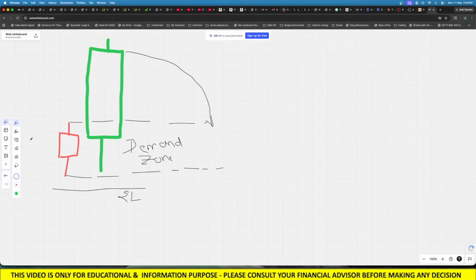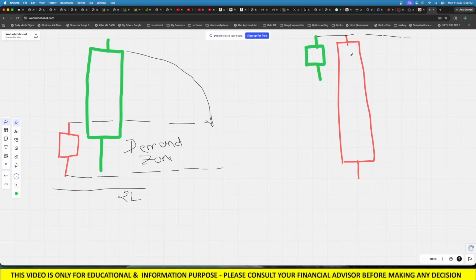And similarly, a small green candle followed by a big red candle, and this zone of the small candle's high and the small candle's low is a supply zone. And whenever price comes back into this supply zone, we will take a short trade, keeping a stop loss above this green candle high. But mainly I trade demand zones only on the buy side.